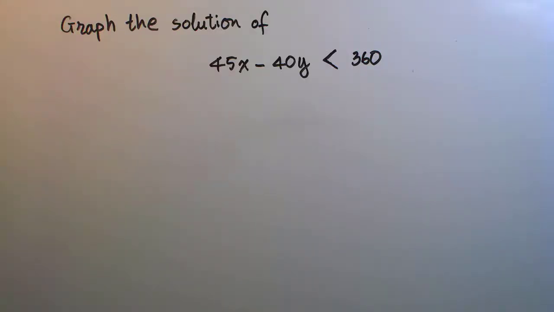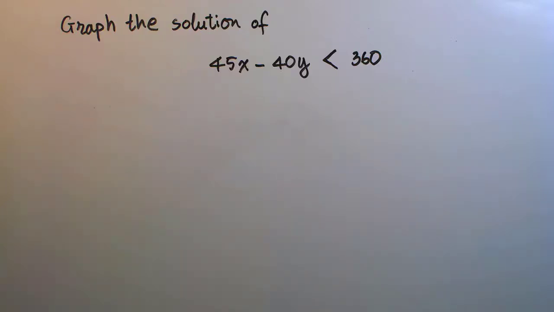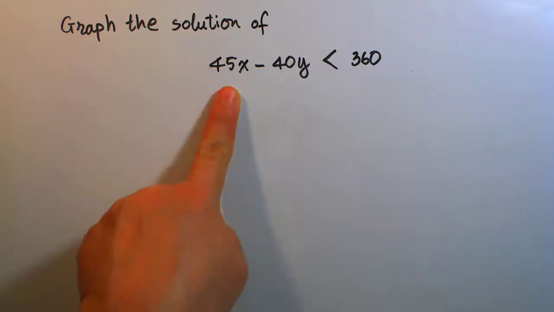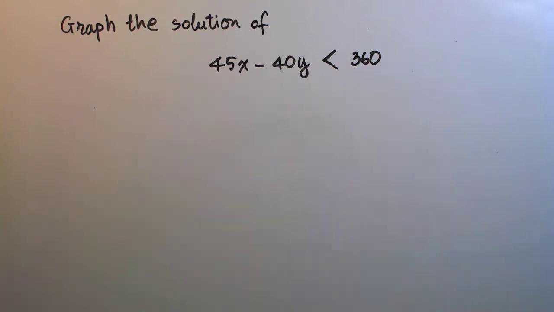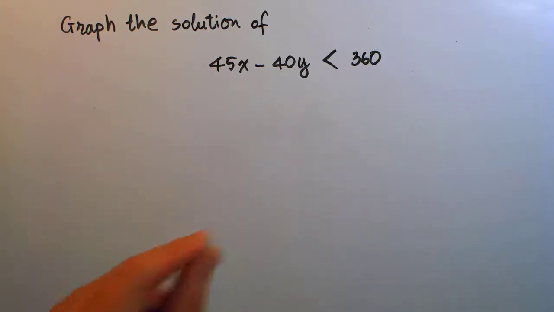And so now, back to our beginning problem. We want to graph the solution of this linear inequality in two variables, 45x minus 40y being less than 360. But allow me to introduce a different approach. We are expecting the exact same graphical solution. It's just a different approach to get that graphical solution.